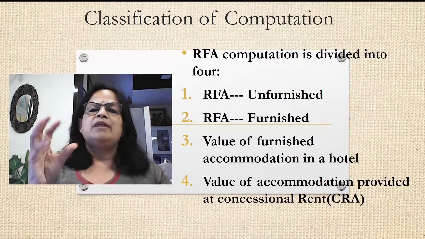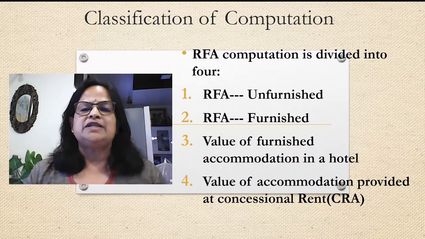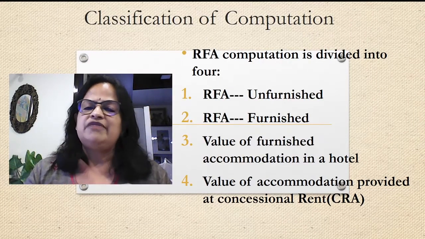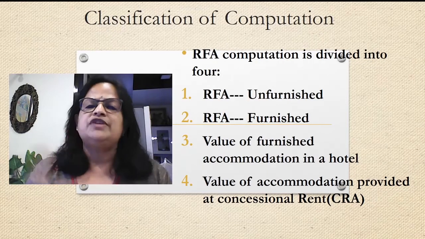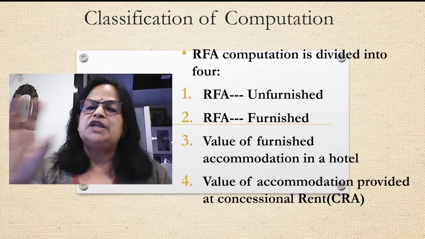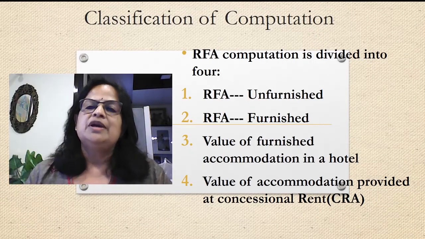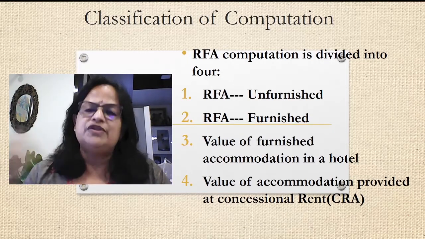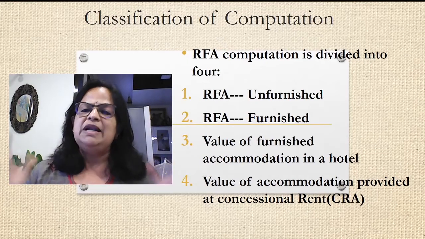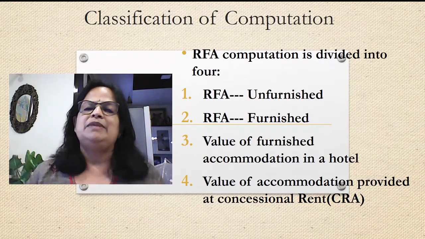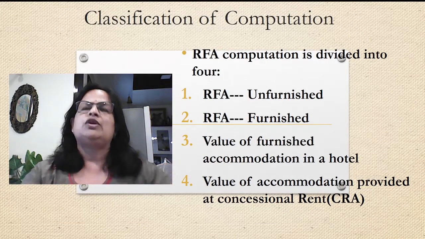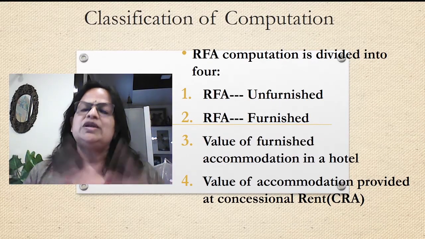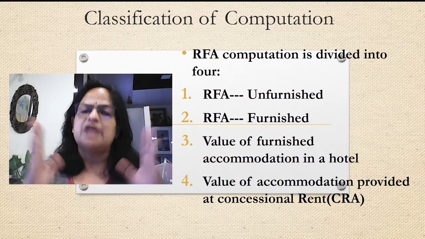Now, classification of computation. RFA computation is divided into 4 categories. One is RFA, rent-free accommodation unfurnished. You know the difference between furnished accommodation and unfurnished accommodation. When you see the advertisements, when you are looking for a house for rent, you can see unfurnished. Unfurnished meaning only the building will be there. Furnished meaning everything will be there. You can move in with only your clothes and start living there. So that is the difference between unfurnished and furnished.